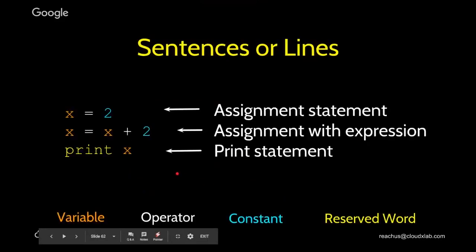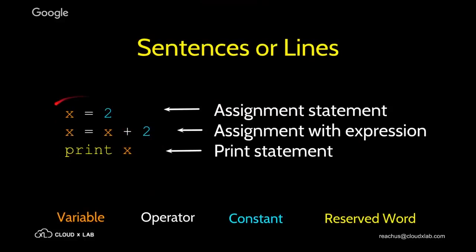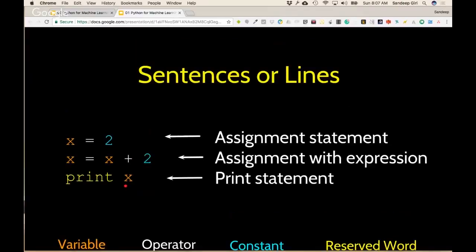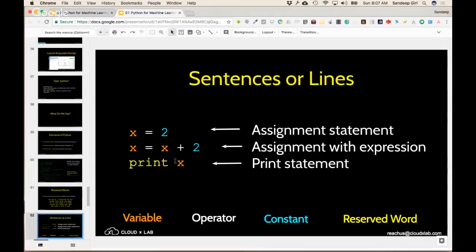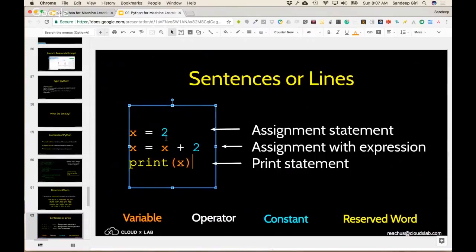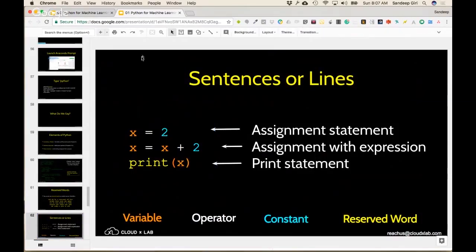So here you see x equals 2 is an assignment statement, and x equals x plus 2 means that the value of x will be added by 2 and will be assigned to x. And a print statement means printing those words. Okay, so I'm going to take you through this. I'm going to make a few corrections here or there because some of it is in Python too.